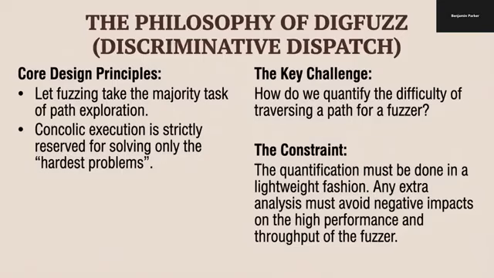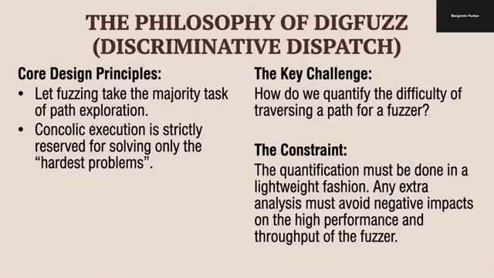Secondly, treat the concurrent executor as a highly scarce resource, only allowing it to solve the problems that would take the absolute most resources. Do not let the concurrent executor waste time and resources on a path that the fuzzer could eventually guess. But how do we establish that? And how do these rules introduce a massive engineering challenge?